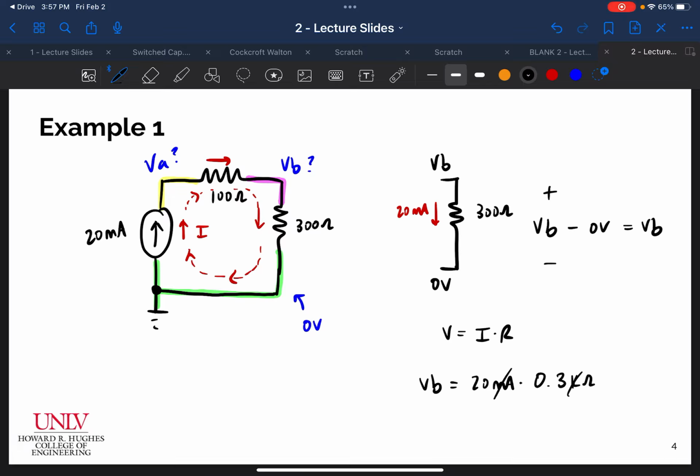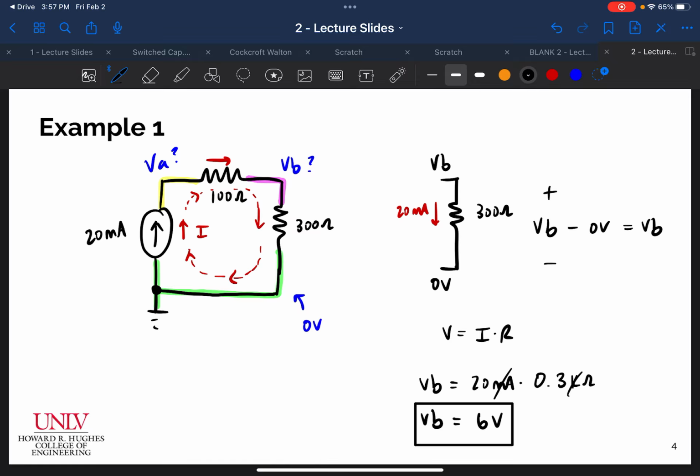The milli and the k cancel, and I'm left with VB equals 20 times 0.3, or is that 6? 20 times 3 would be 60, so it's got to be 6, right? 6 volts at VB.